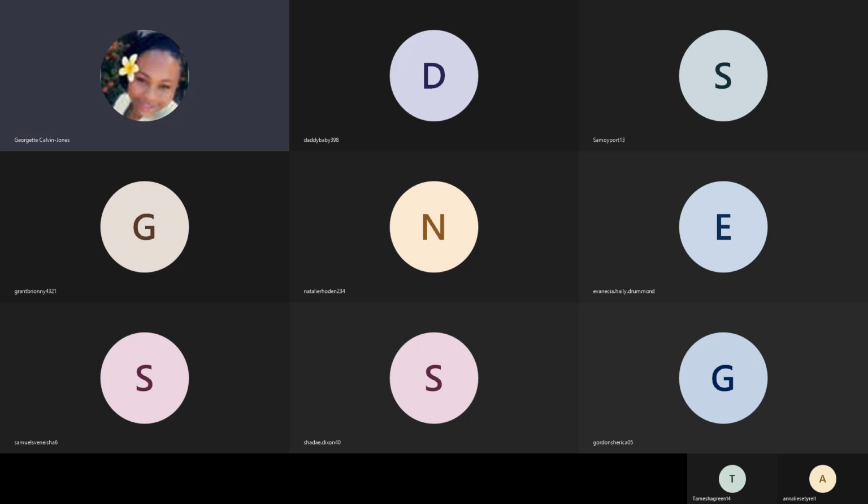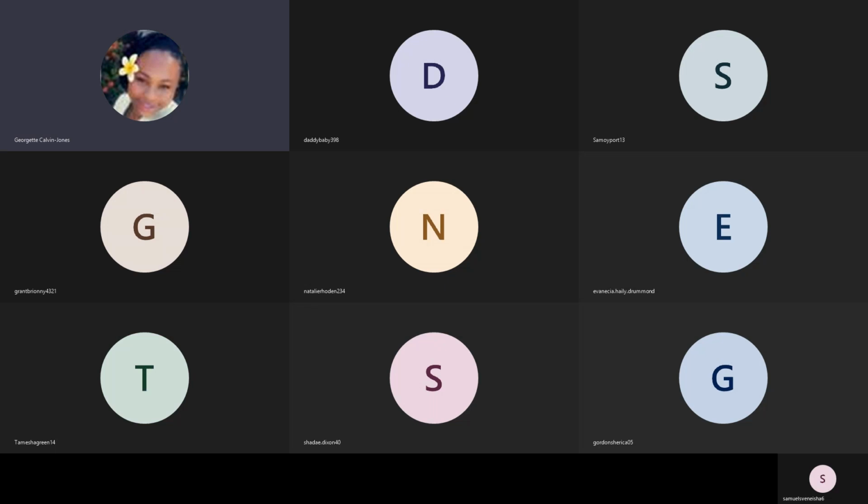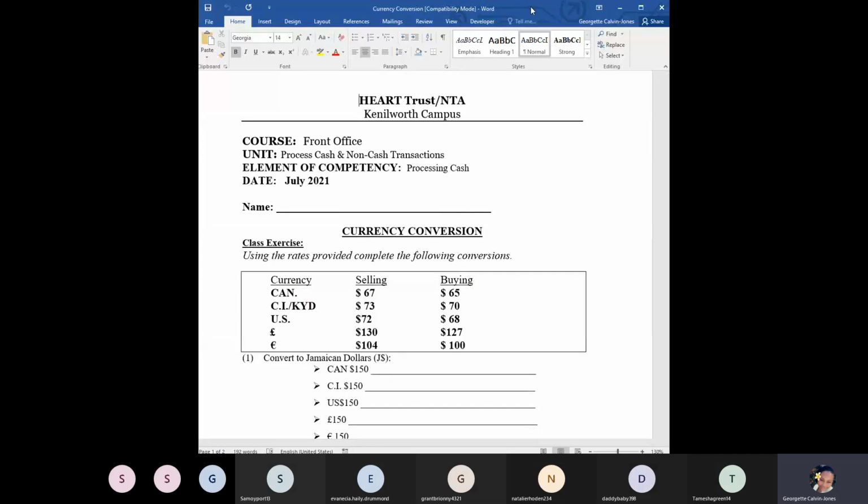All right, and it gives a buying rate and it gives a selling rate. And that's not new to us, right? Because even when we go to the bank, it gives the buying rate and the selling rate. If we go to a Cambia to change money or to buy some US, then the rate is different, 2 different rates. So who can explain when we use the buying rate as opposed to when we use the selling rate?